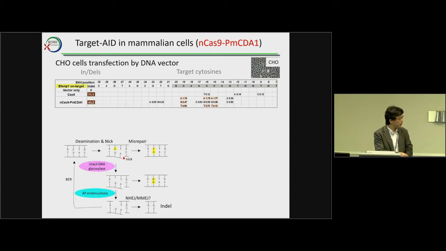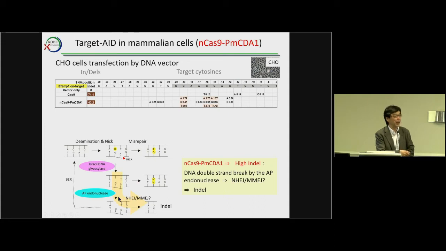If you look at these repair systems, probably this kind of thing happens. After the insertion of the nick, of course, this BER reaction happened. After AP cleavage, here we also have a nick. Then the double-strand break can happen here. After that, through non-homologous end joining, indels can probably happen. So like this, in the case of animal cells, this route is probably much stronger than in yeast cells.